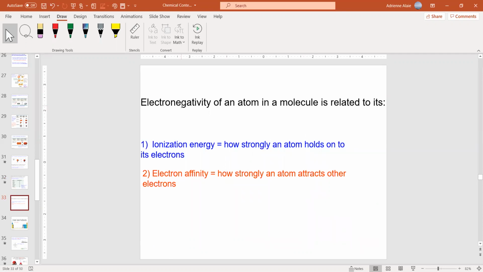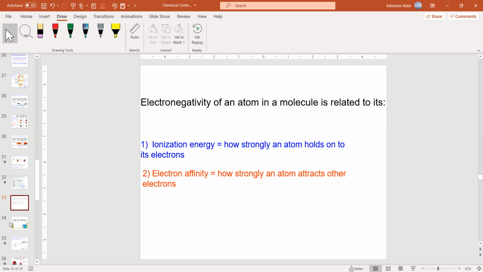The electronegativity of an atom in a molecule, two atoms bonded to one another, is dependent on a couple of things. One is the ionization energy, and you may have heard this before from chemistry, but this is how strongly an atom holds on to its own electrons, right? Does it want to give them off? Does it want to hold them so tightly and pick up from others? So what's the energy basically required to strip electrons from a particular atom? And then the electron affinity, how strongly the atom attracts other electrons. So how much it holds on to its own, that's number one, and how strongly it attracts others.